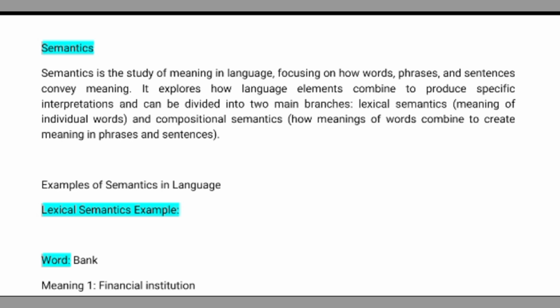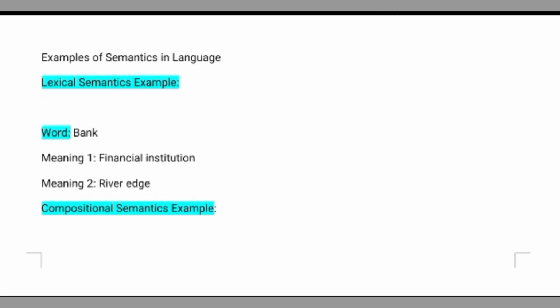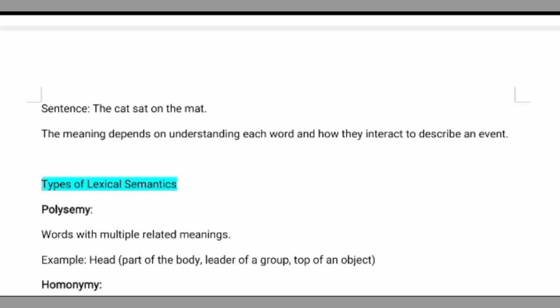Examples of semantics in language. Here I have taken the word bank, and you know that bank has two meanings: one is a financial institution, and the second is a river edge, so a water bank and a money bank. We also have an example of composition: a sentence like "the cat sat on the mat." The meaning depends on understanding each word and how they interact to describe an event.